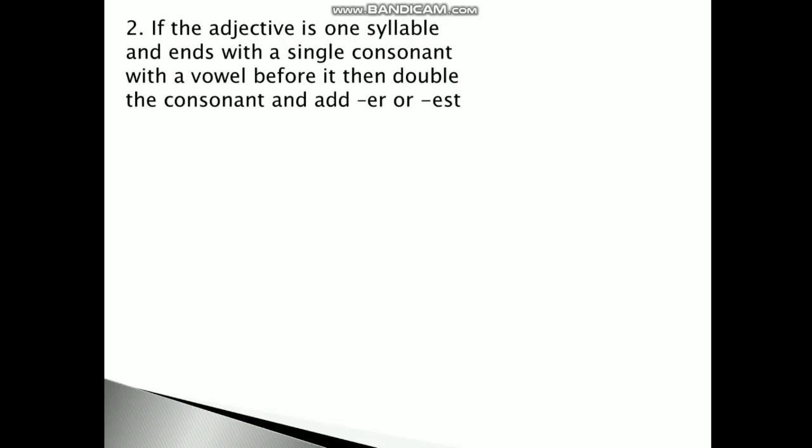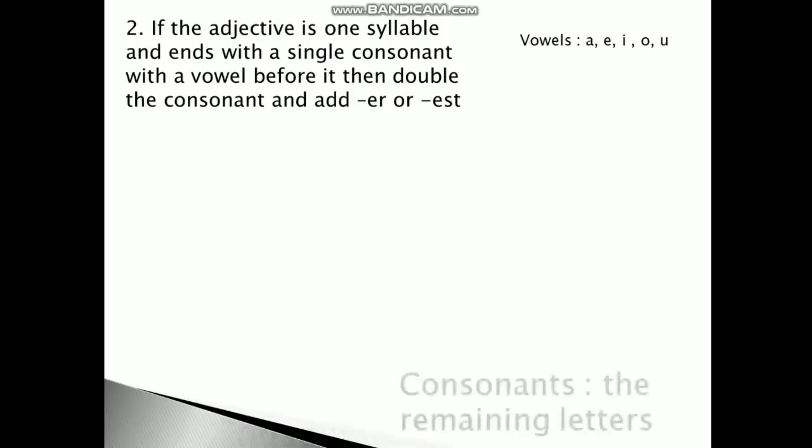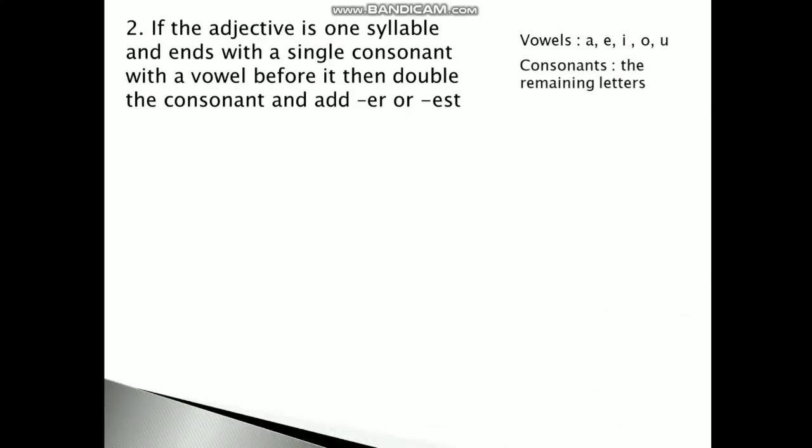Next, vowel. What are vowels? A, E, I, O, U are the 5 vowels in the alphabet. If you remove these 5 letters from the alphabet, you're left with the consonants. All of the remaining letters, they are known as the consonants. For example, B, you have C, and the rest. Now, since we know all of the terms, let's move on to the example.